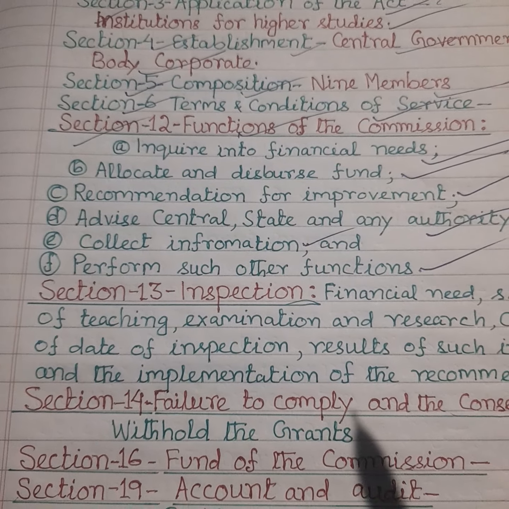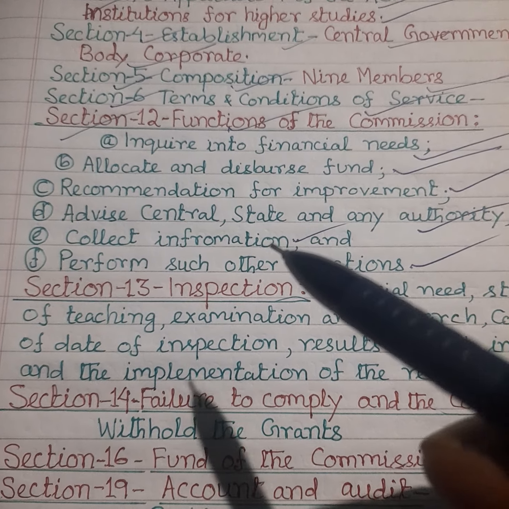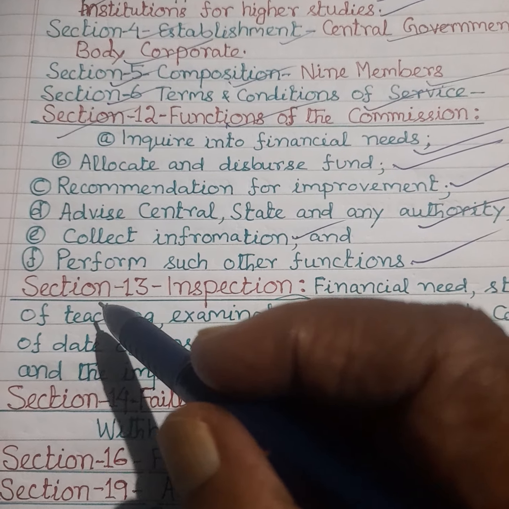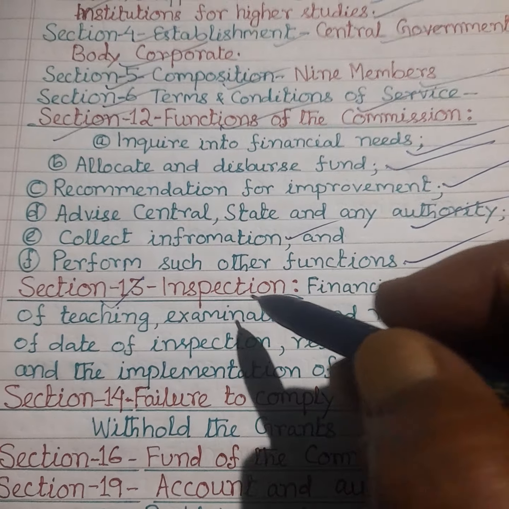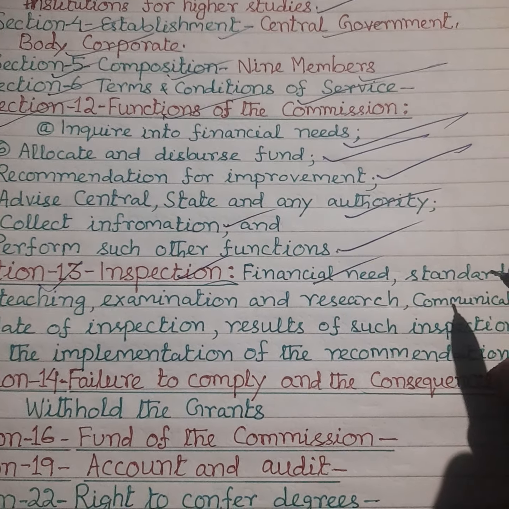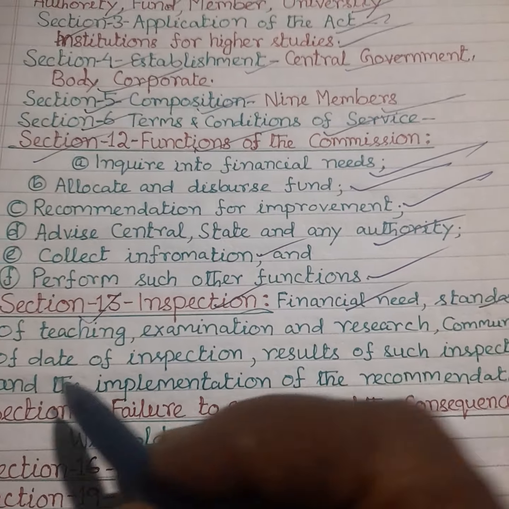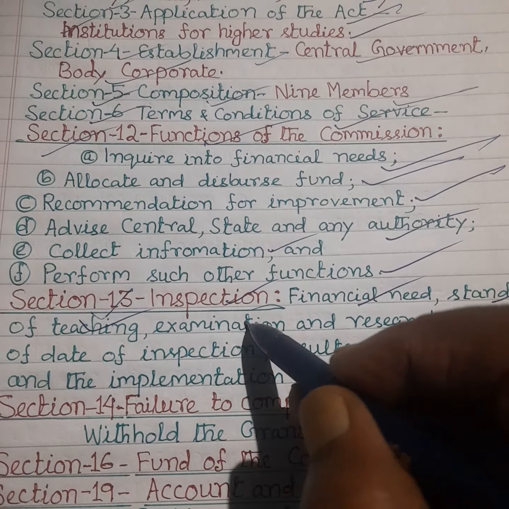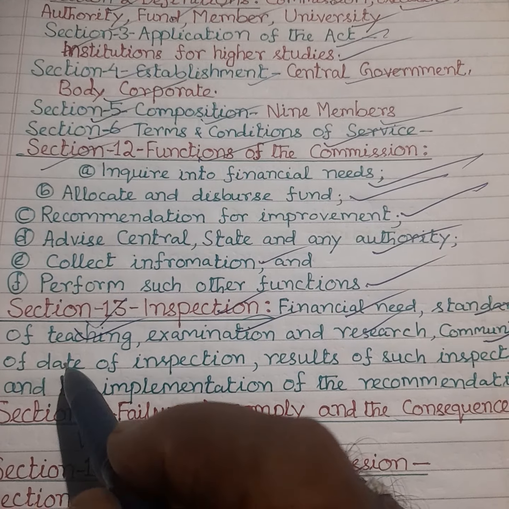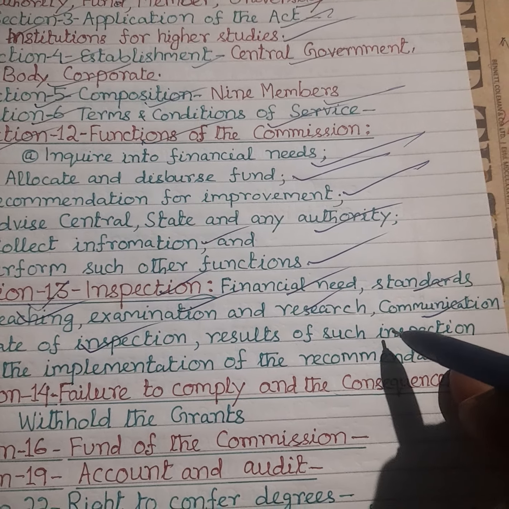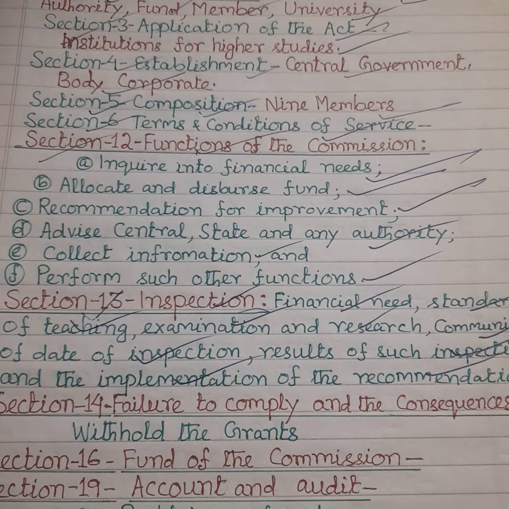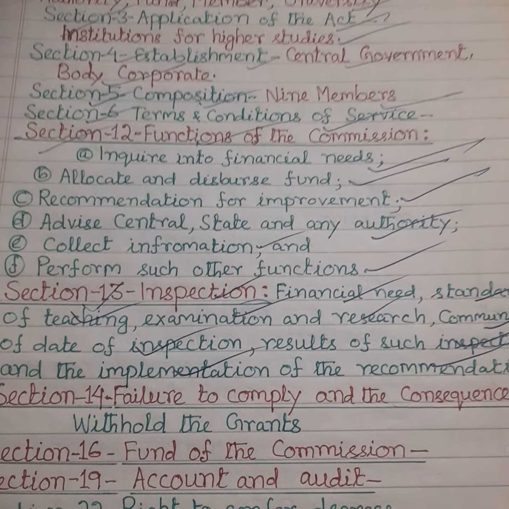And now we will discuss another important aspect of the University Grants Commission Act of 1956, provided under Section 13 of the Act, regarding inspection in relation to financial needs, the standards of teaching, examination, and research, communication of the date of inspection, the results of such inspection, and the need for implementation of the recommendations of the University Grants Commission.